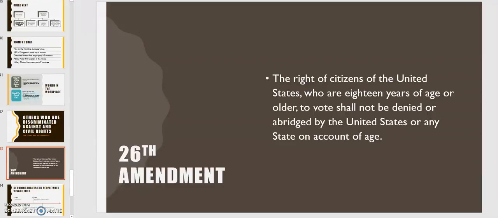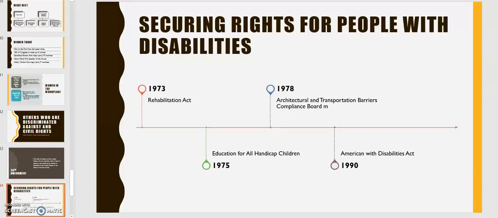Does that mean one state could maybe change it to 16 one day? Sure. It doesn't say that you have to be 18. It says that those who are 18 years of age or older shall not be denied the right to vote. So if Wisconsin wanted to change it to 16, that would be a Wisconsin issue. All right, securing rights for people with disabilities.